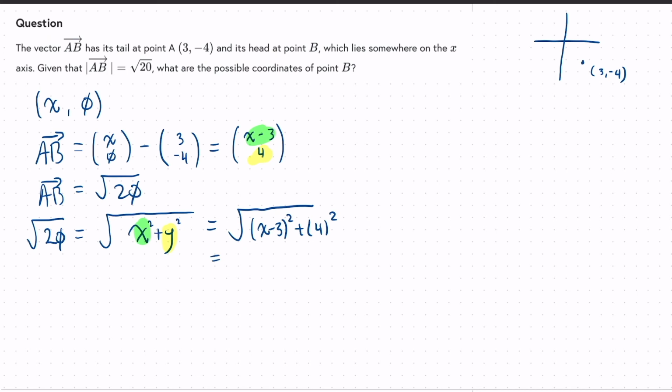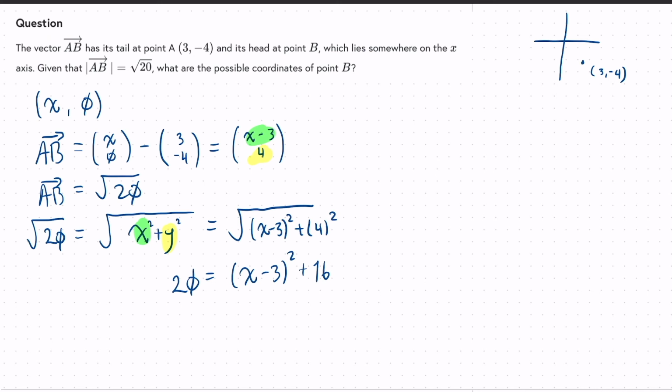So the first thing I want to do is square both sides. By squaring both sides, I can get rid of that square root of 20. So this becomes 20 equal to (x minus 3) squared plus 4 squared, which is 16. Let's just get rid of that straight away.